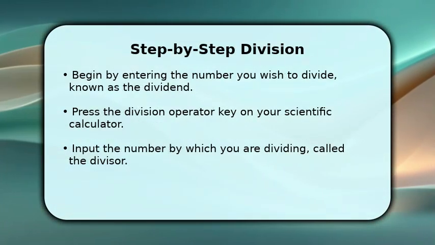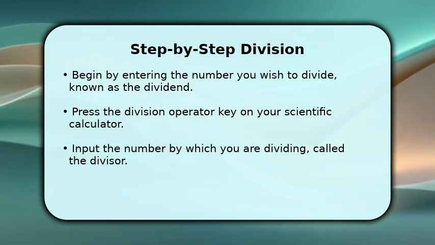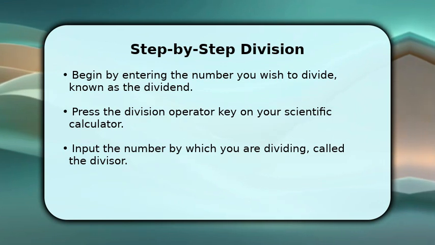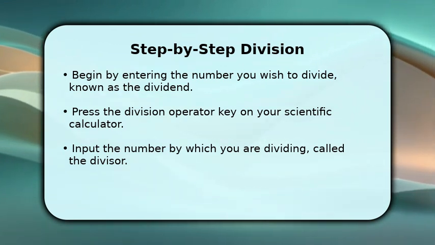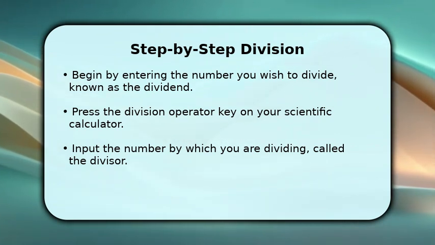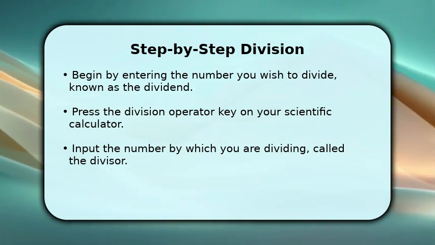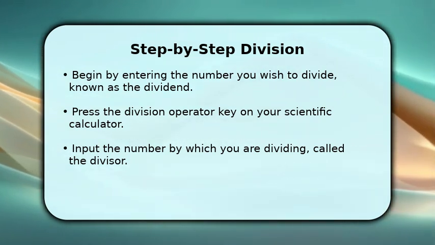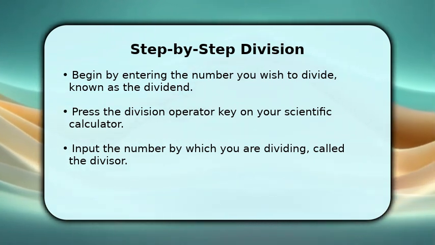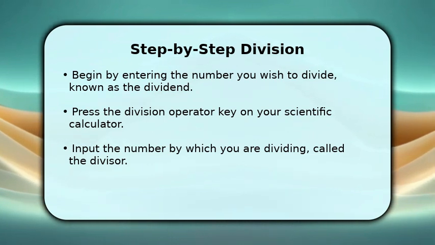To perform a simple division, start by typing in your first number, the dividend. For example, if you want to divide 10 by 2, you would first enter 10. Next, press the division key. Then, input your second number, the divisor, which would be 2 in our example. Finally, press the equals button to see your answer, which should be 5. This straightforward process applies to most scientific calculators.